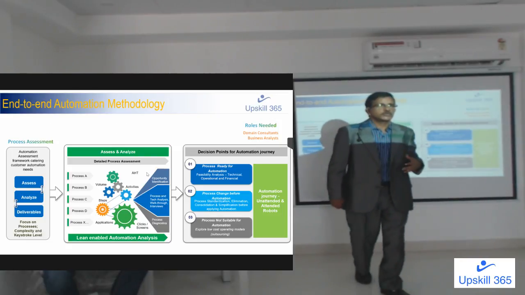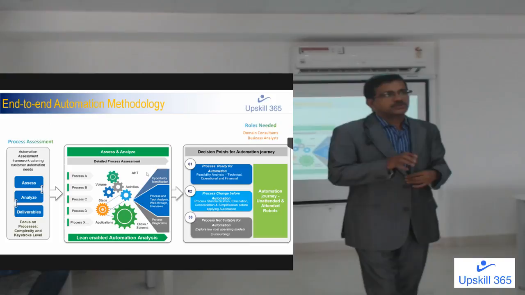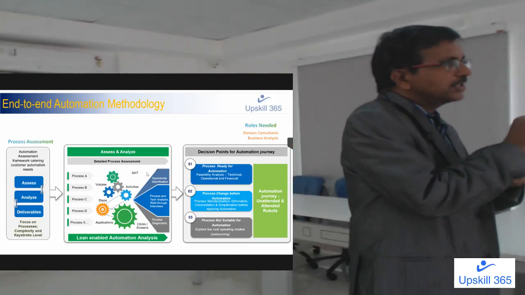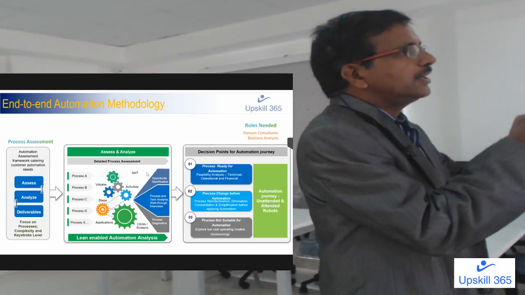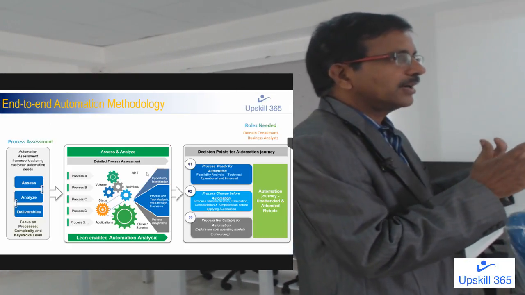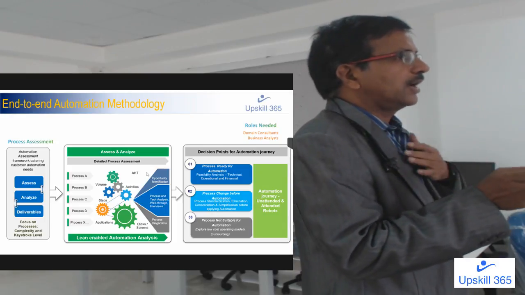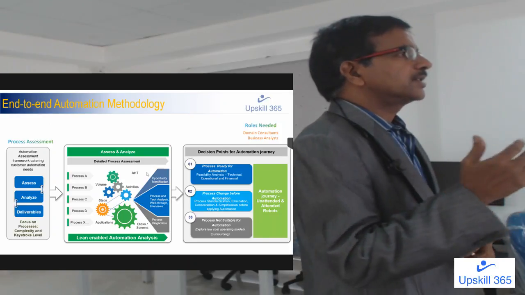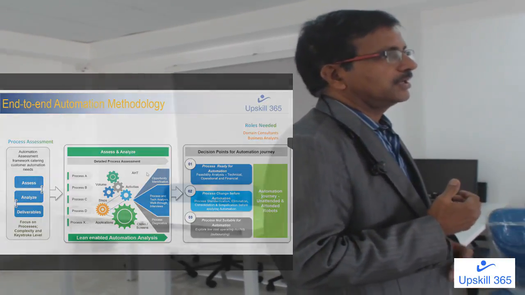Process change before automation means what? Some processes, if you make some small change in the process, you will get more benefits. For example, I'll tell you one example which we have implemented for Bell Canada. It is service desk operations. In service desk operations, there are 70 people, and the service desk is for their internal employees. They raise tickets, requests for password reset.